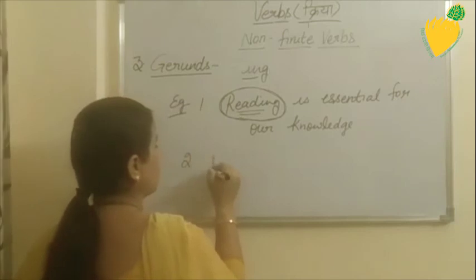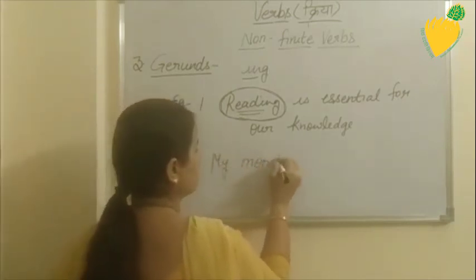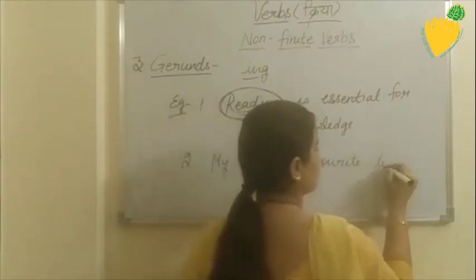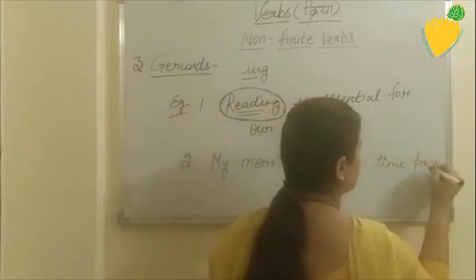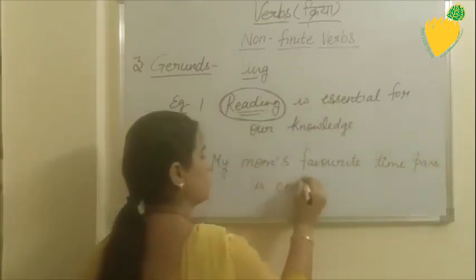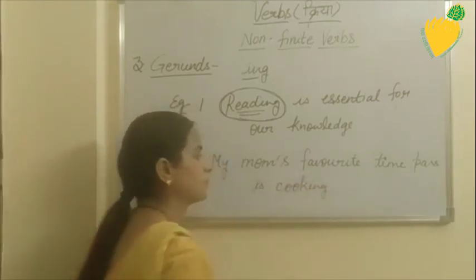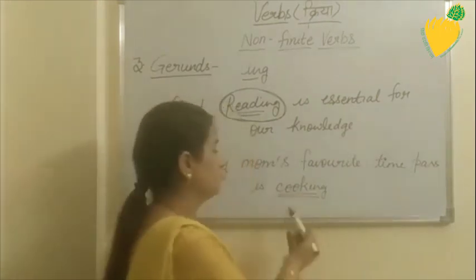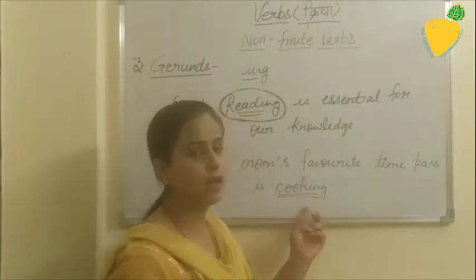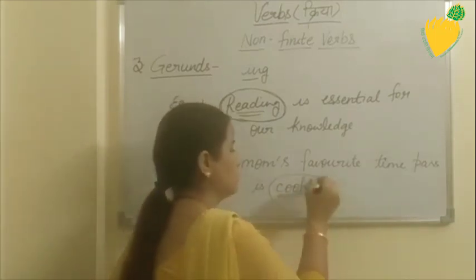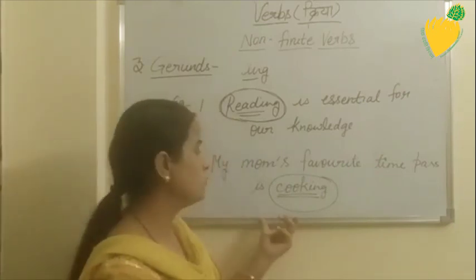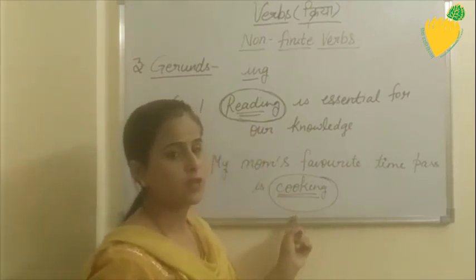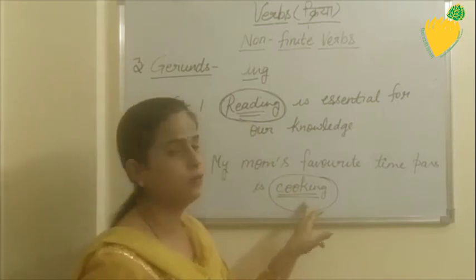Example number 2. My mom's favorite time pass is cooking. Cook is exactly a verb, but here cook is working as a noun, so it is also gerund. A noun takes the position of subject or object in a sentence. In the same way, gerunds can take the place of a subject or an object.